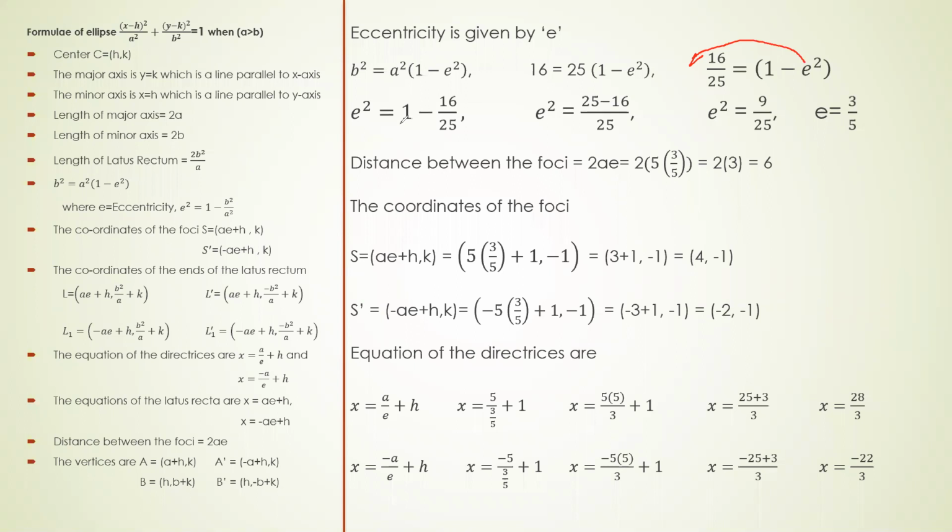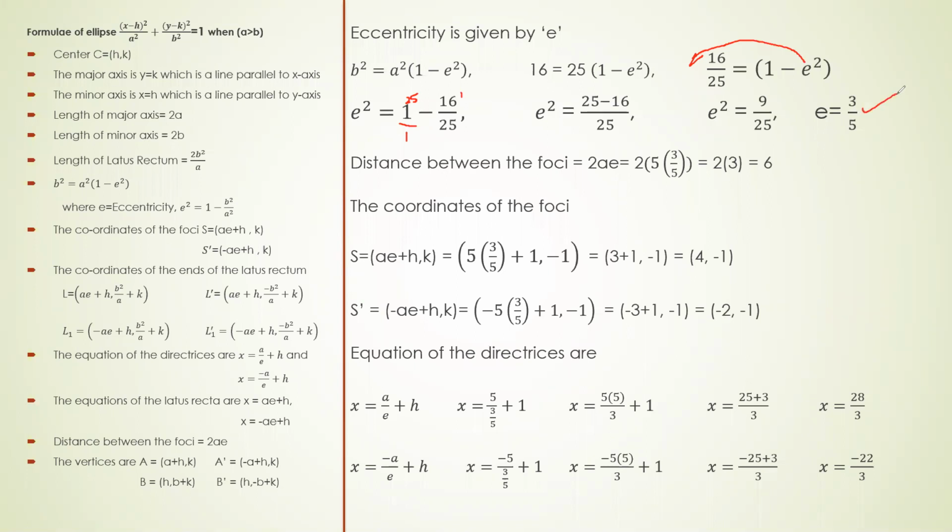When you take 25, 25 ones, so 1 into 25 is 25. 16 into 1 is 16. So 25 minus 16 is 9, over 25 as it is. So when you take the square on the other side, it will become a square root. Square root of 9 is 3. Square root of 25 is 5. Okay, so the e value is 3 divided by 5.